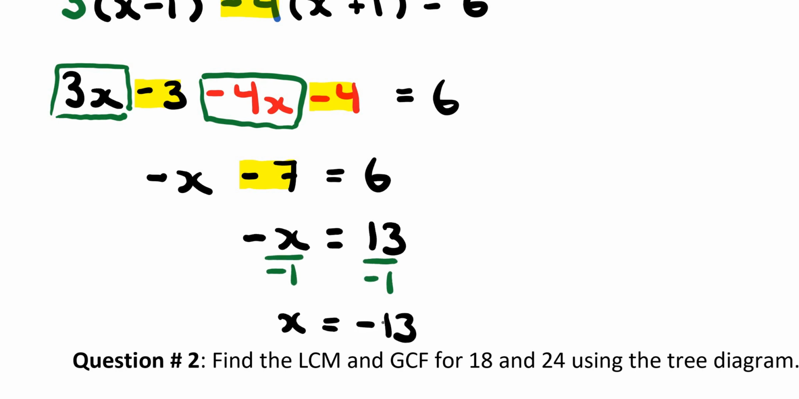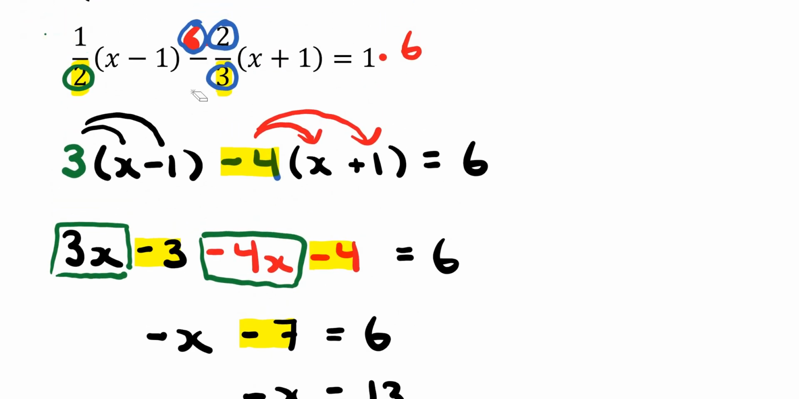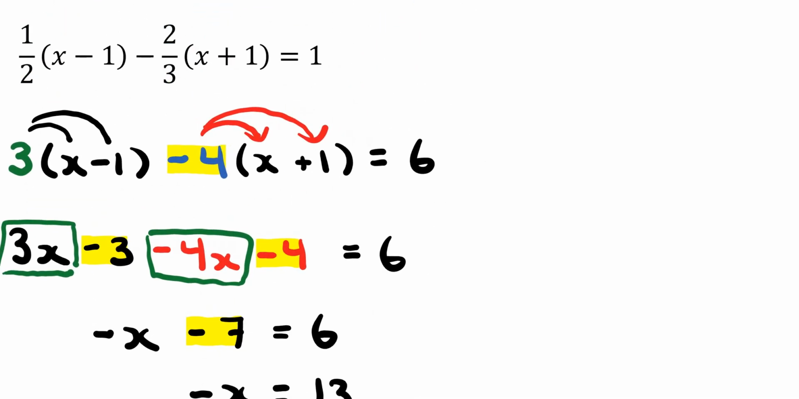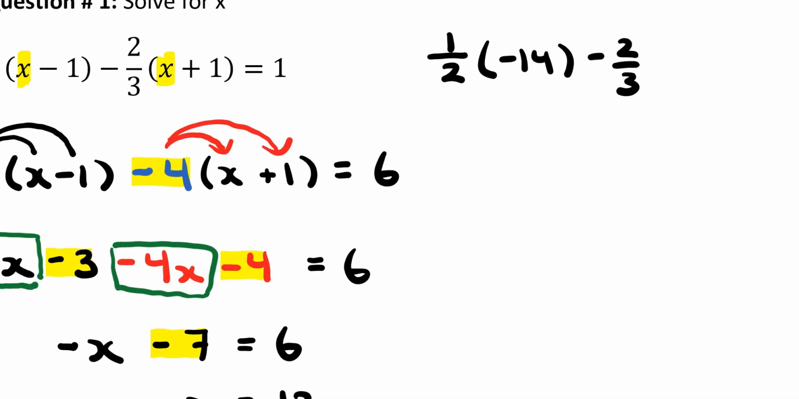Okay. Just for practice, I know this question doesn't ask for it, but you should also try to verify if your answer is indeed correct. So anytime you see an x here, you want to replace that with your answer, which is negative 13, right? So my first fraction, I have 1/2 times negative 13 minus 1, which is negative 14, minus 2/3, and then negative 13 plus 1 is going to be negative 12. And just check if that equals a positive 1, right?